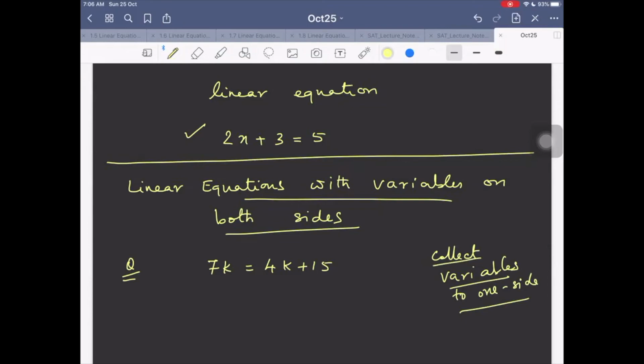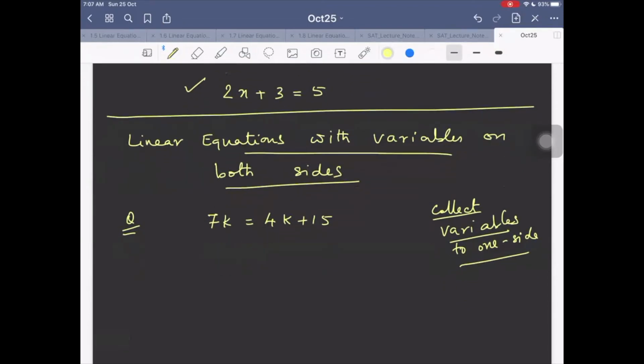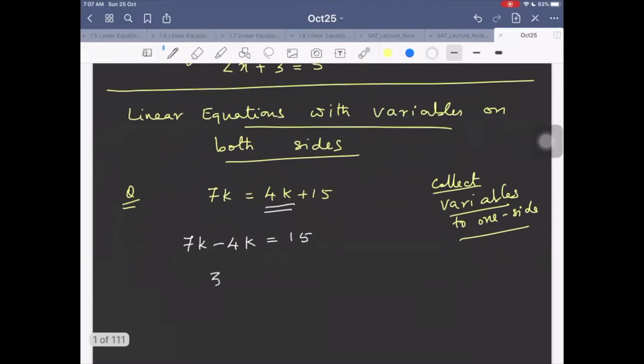So the normal operation which you do on numbers can be done on variables as well. So how can you do it? You can bring this 4k to the other side of the equation. So you have 7k minus 4k is equal to 15. And 7k minus 4k is nothing but it's 3k. Okay, it's basically 7 minus 4 times k. All right, so 3k is equal to 15 and you have k is equal to 5.